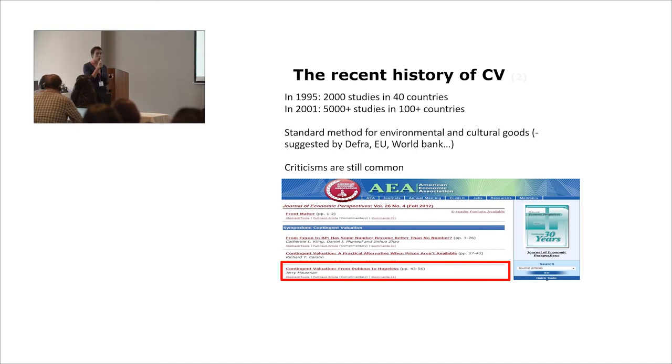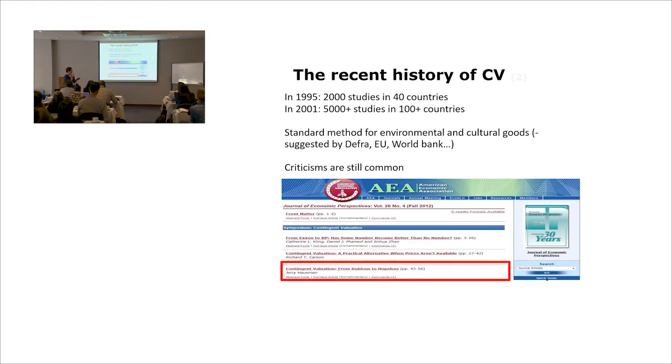He said, okay, it was doubtful that we could get a number. Now he's sure that we can do it. Okay, so it's the end of the contingent evaluation, and he's making his case. So despite its wide use, a lot of criticisms are still going on. And this is 2012.